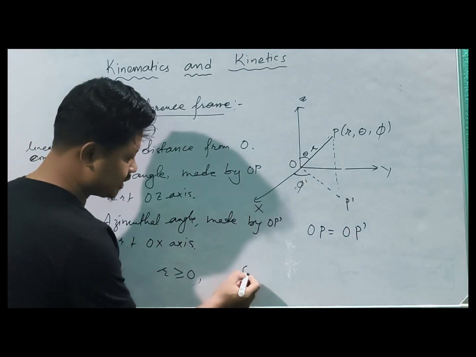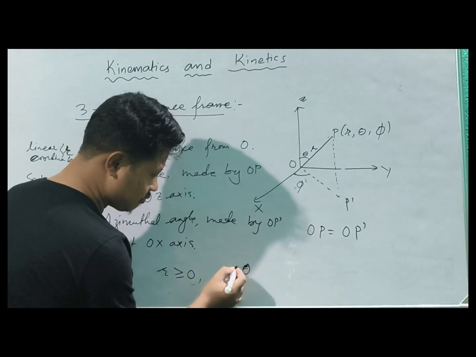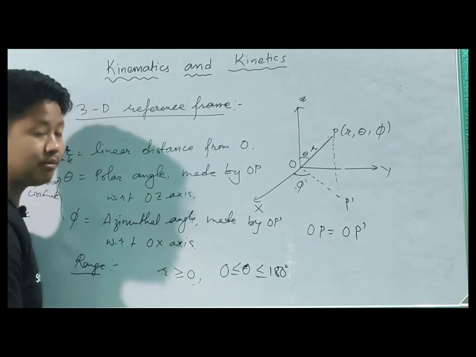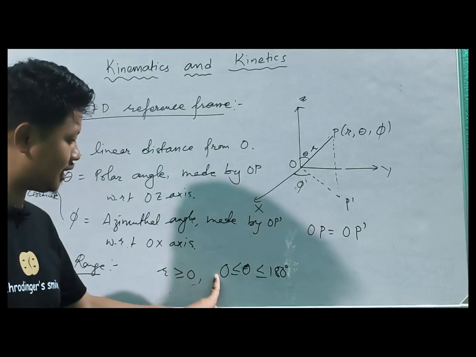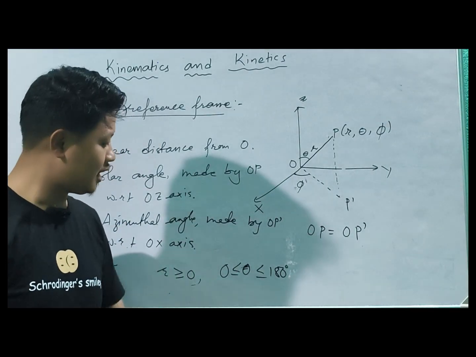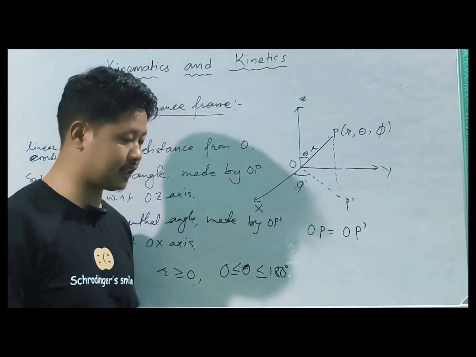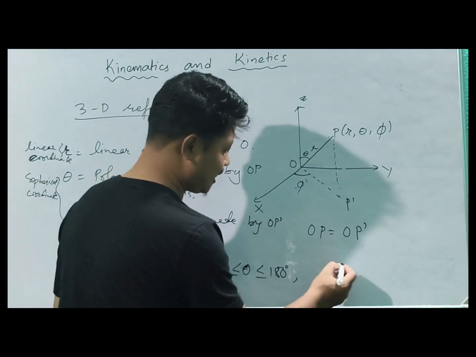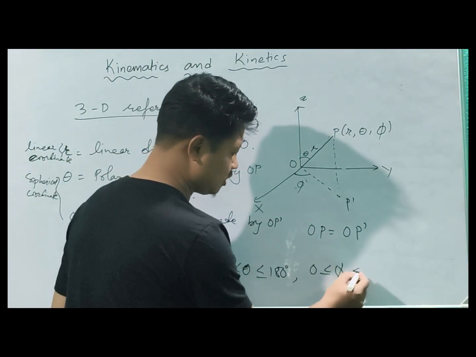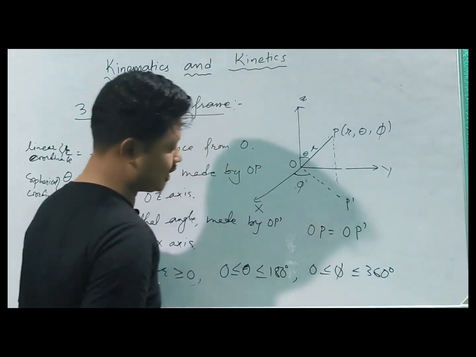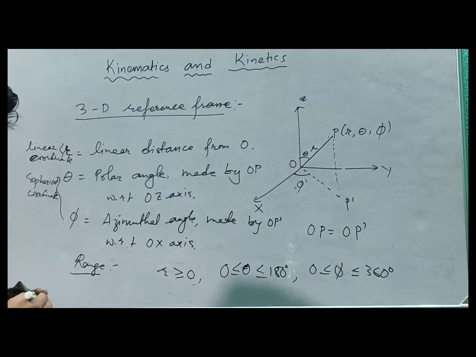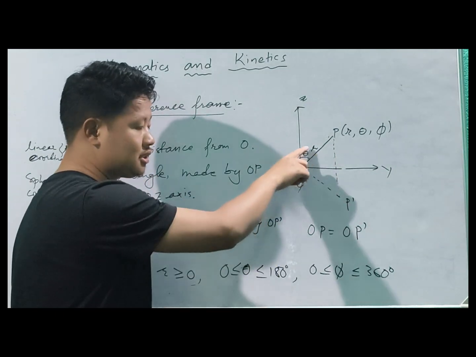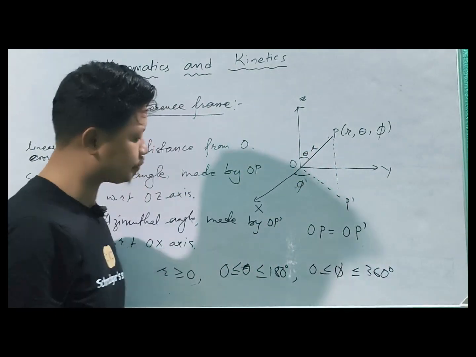And for theta, the range is from 0 to 180 degrees. That means the minimum is 0, it cannot be less than 0, and it cannot be more than 180 degrees. And for phi, the range is the highest, that is 0 to 360 degrees. Do you understand that? Range means that if you rotate this angle, you can rotate it only till 180 degrees. Understood? This theta, the polar angle.